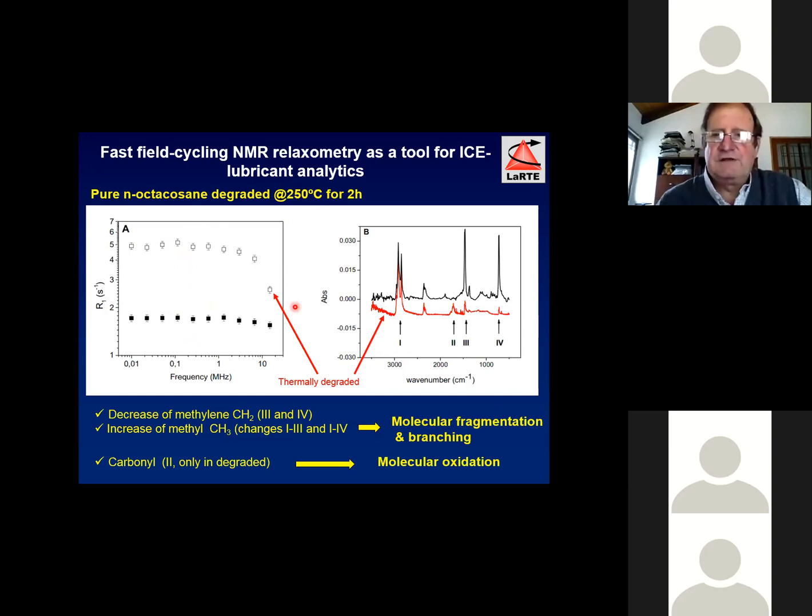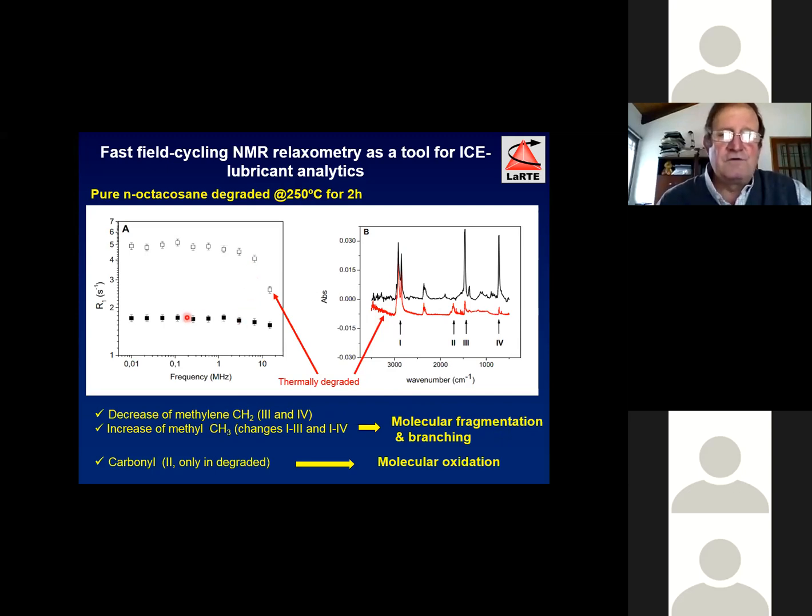And we see also a strong change in the Fourier transform infrared here. And we can explain the changes as a decrease in the quantity of CH2 groups, and an increase of CH3 groups. And this is an indication of molecular fragmentation and branching. So just 2 hours at this temperature are enough to produce this kind of change.